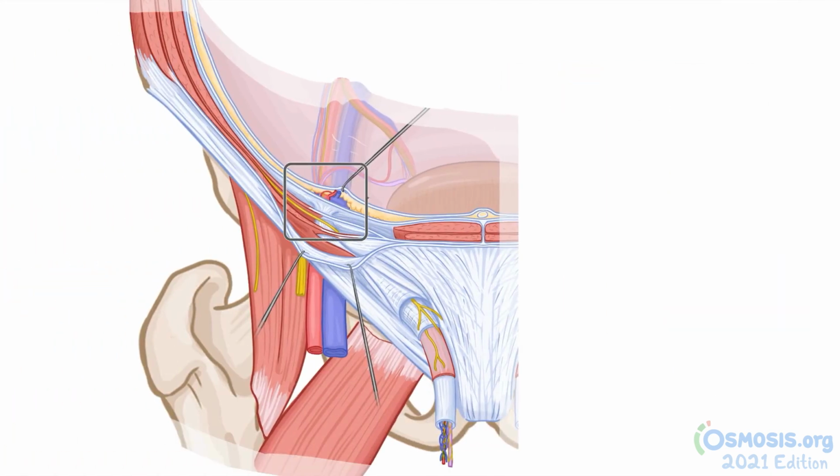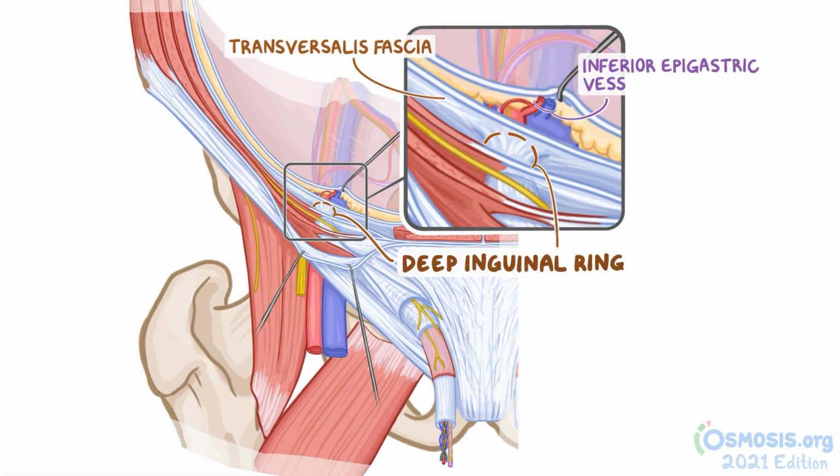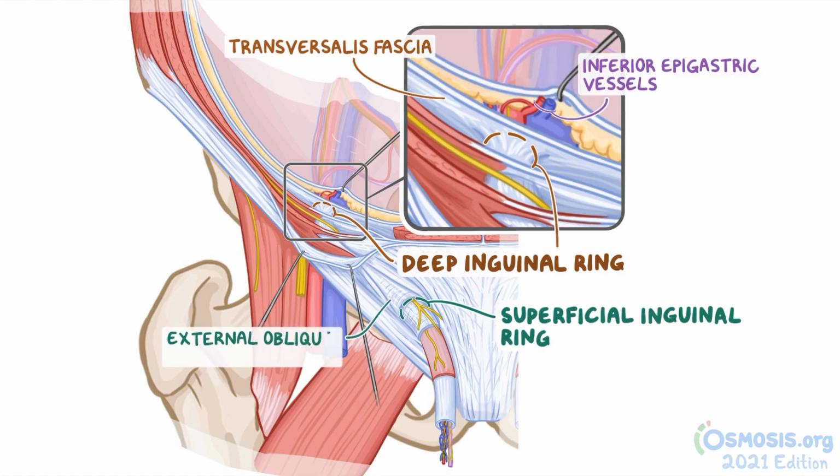Alright, now the inguinal canal starts at the deep inguinal ring, which is an opening in the transversalis fascia and is located at the midpoint of the inguinal ligament, just lateral to the inferior epigastric vessels. The inguinal canal ends at the superficial inguinal ring, which is an opening in the external oblique aponeurosis. Structures passing through the inguinal canal enter through the deep inguinal ring, except the ilioinguinal nerve, which enters the canal distal to the ring, and they all exit through the superficial inguinal ring.